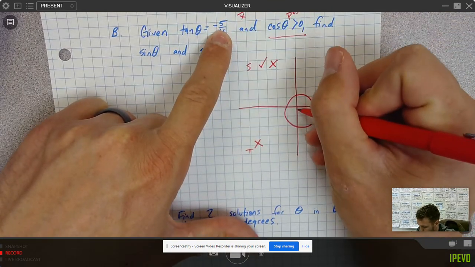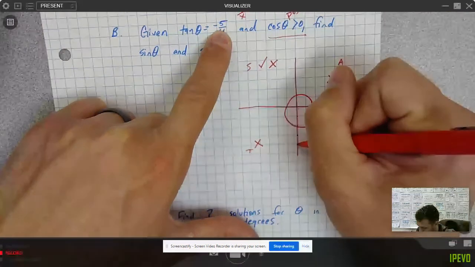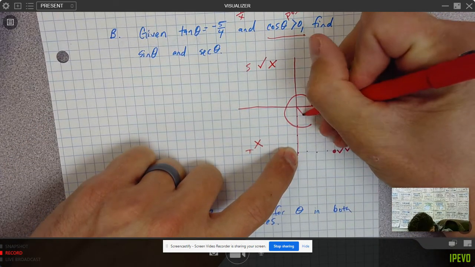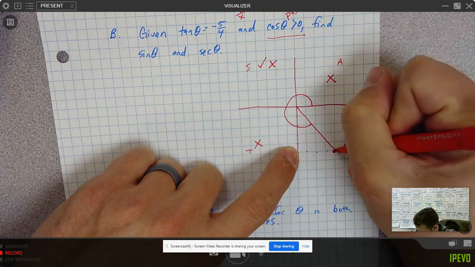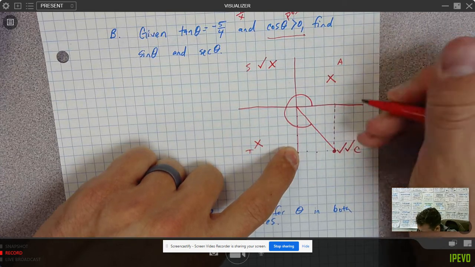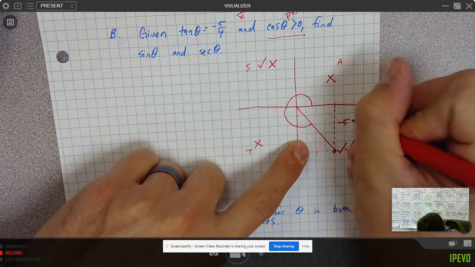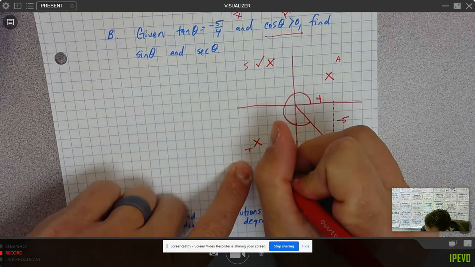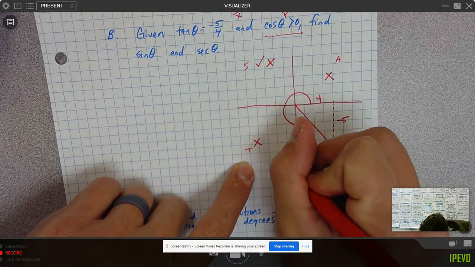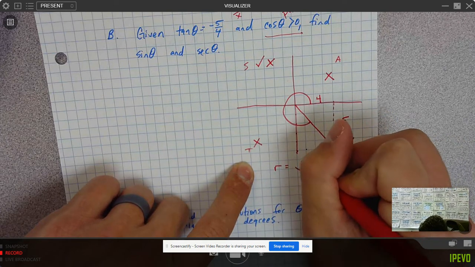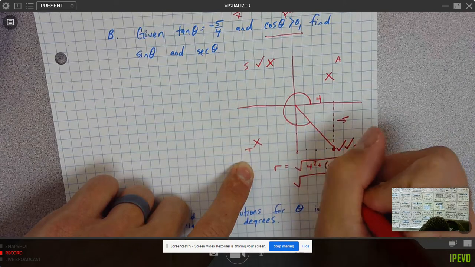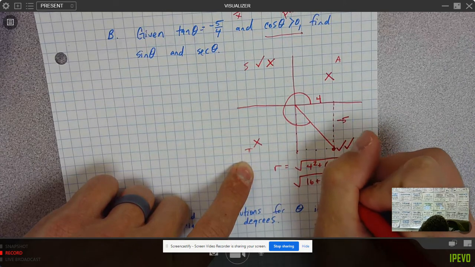I'm going to go ahead and drop my altitude just to get a better visual. My y is -5, my x is 4, and now we need to find the r. I'm going to find it down here. r is the square root of 4 squared plus -5 squared, 16 plus 25, which is the square root of 41, and that does not simplify. Now we have all the information that we need.